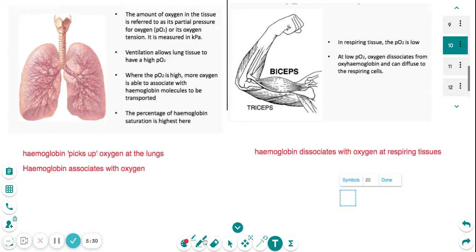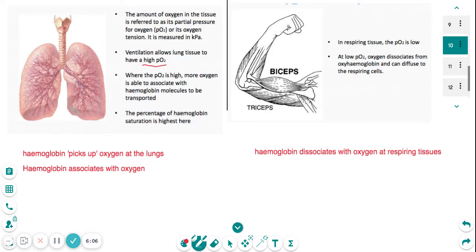We say that when there's a lot of oxygen, it has a high partial pressure of oxygen. So when you see high PO2, that means high partial pressure of oxygen. There's a lot of oxygen, so in terms of diffusion, there's a high concentration of oxygen. The heart is going to pump blood to the lungs with a high partial pressure, and this is where the haemoglobin is going to associate with the oxygen.